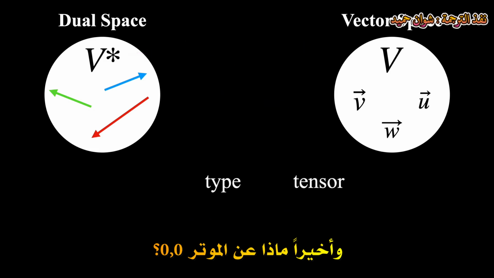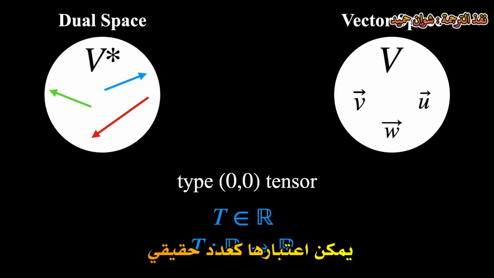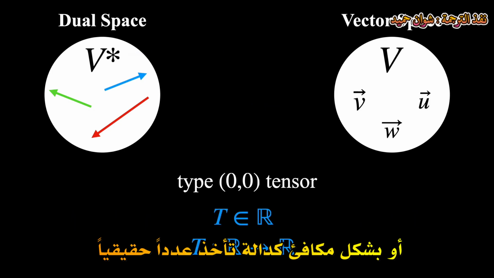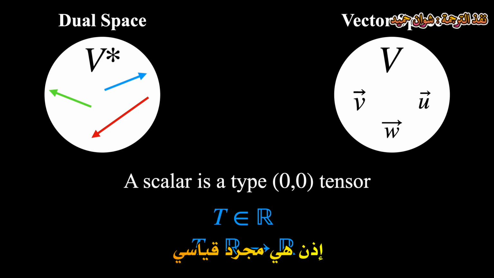And finally, how about a (0, 0) tensor? This can be viewed as a real number or equivalently as a map from a real number to another real number. So it's just a scalar.